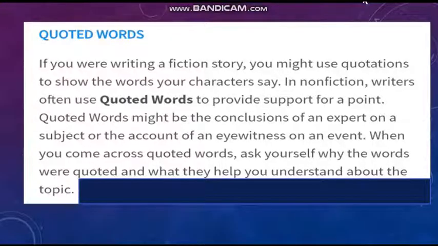The next signpost is about quoted words. If you were writing a fiction story, you might use quotations to show the words your characters say. In nonfiction, writers often use quoted words to provide support for a point. Quoted words might be the conclusion of an expert on a subject or the account of an eyewitness to an event. So when you come across quoted words, ask yourself why the words were quoted and what they help you understand about the topic.